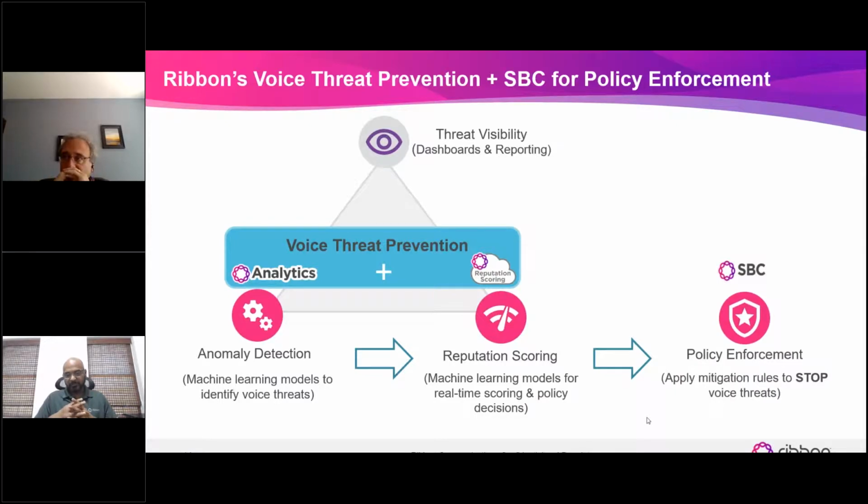So the score gets to the Ribbon SBC, and depending on the configuration, if it's a high score, we can block the call, or the SBC can reroute the call to a lower cost destination or a lower cost contact center. It can redirect it to a voicemail, or it can outright block the call. So there are many actions the SBC can take depending on the score that it receives from the reputation scoring system.